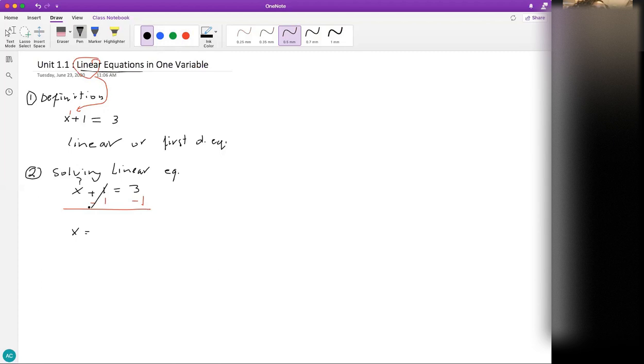We're going to cancel these two. So positive 1, negative 1, that's 0. Cancels out. The equal sign. And then the other side, 3 take away 1. Cancel it out. That's right. That's what we said earlier.